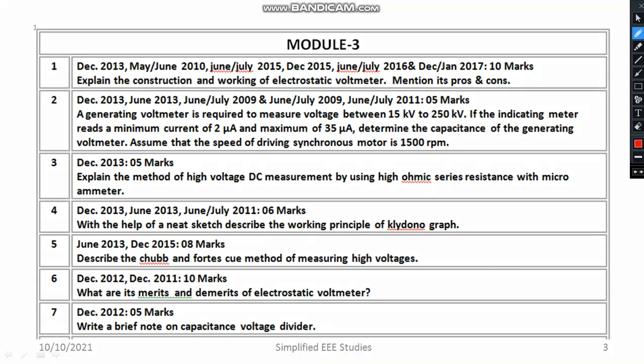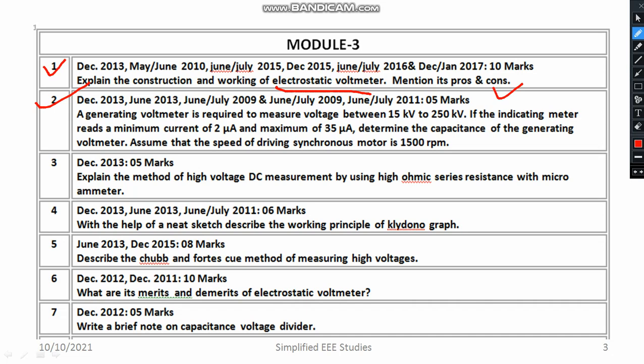I have prepared a detailed question bank. Here you can see the year, the duration and the weightage of the particular question, and below that you can see the question. First question: explain the construction and working of the electrostatic voltmeter, one of the important devices used for measurement of HVAC and HVDC, and you have to mention the pros and cons. I have explained in detail, so please do visit once.